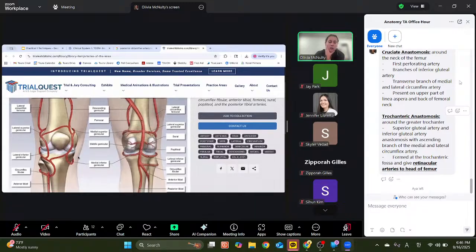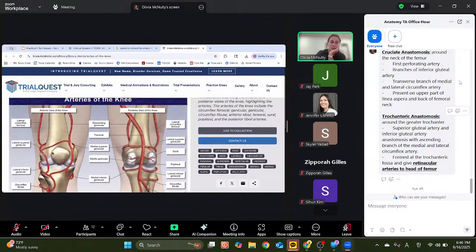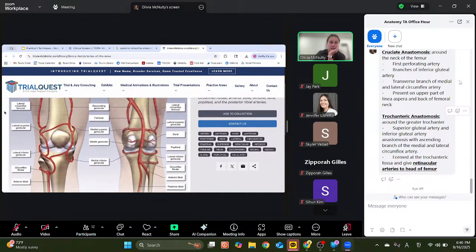They're all going to anastomose because again, you want the area to be well perfused and have blood supply. You're going to have a lateral superior genicular, a lateral inferior genicular, a medial inferior genicular, and a medial superior genicular. Those I feel are relatively easy because you're going to have superior ones, inferior ones, one that's lateral, and one that's medial.